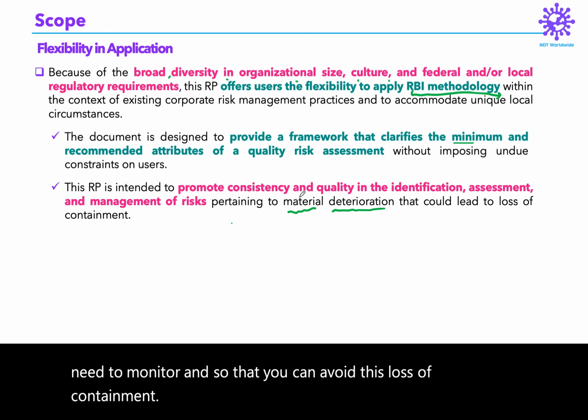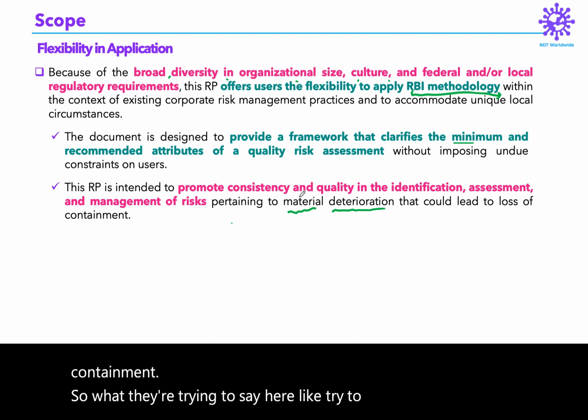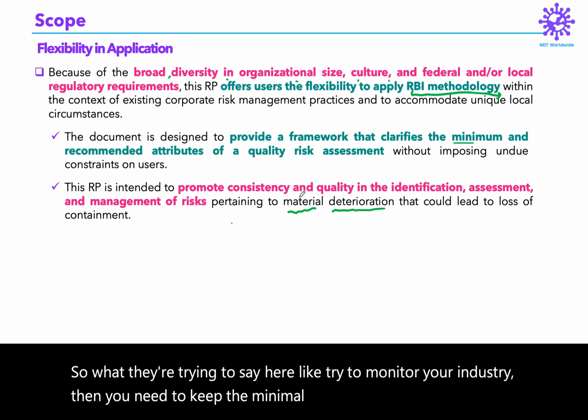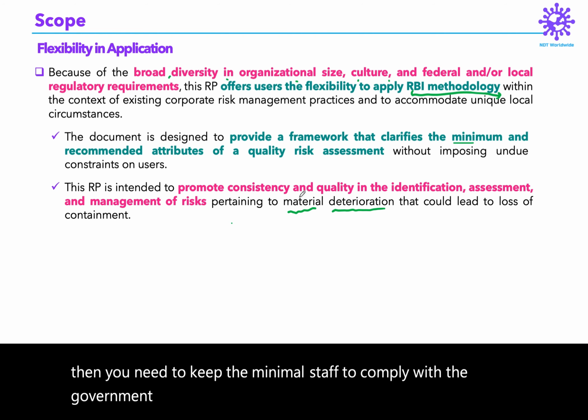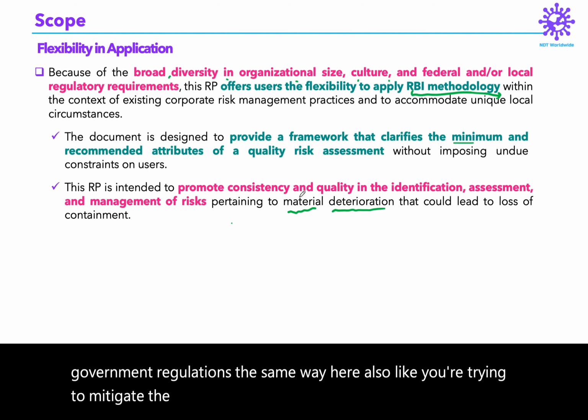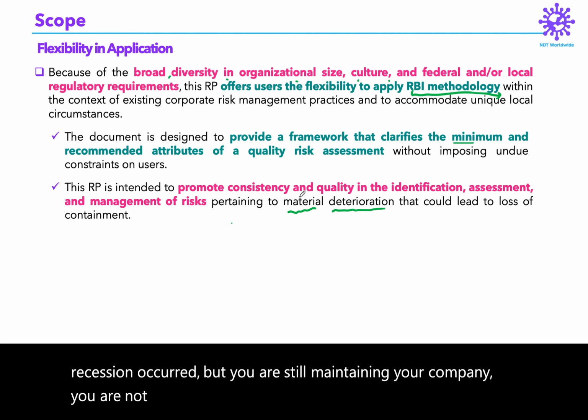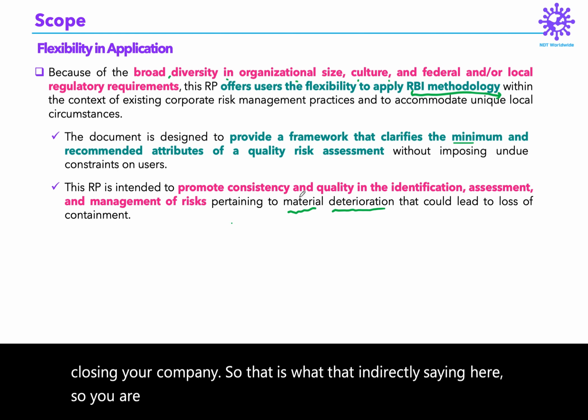So what they're trying to say here is, like you monitor your industry, then you keep the minimal staff to comply with the government regulations. The same way here also, you're trying to mitigate the consequence of failures. Even though the recession occurred, you are still maintaining your company. You are not closing your company. So that is what is indirectly being said here. So you are mitigating this probability of failure and also the consequence of failures.